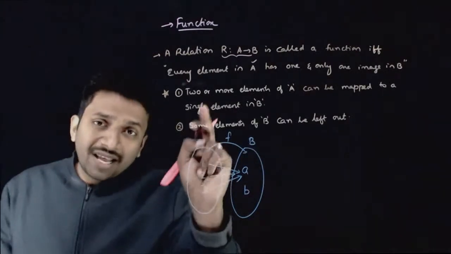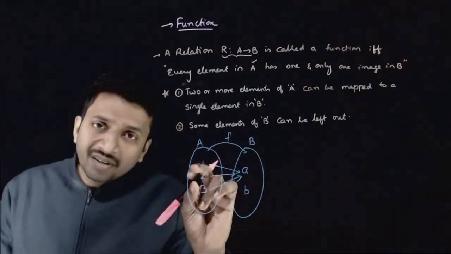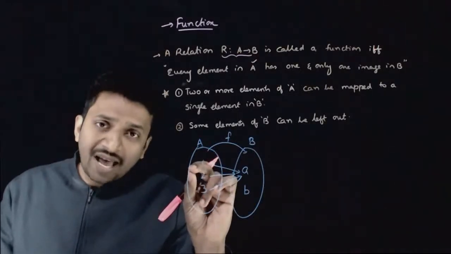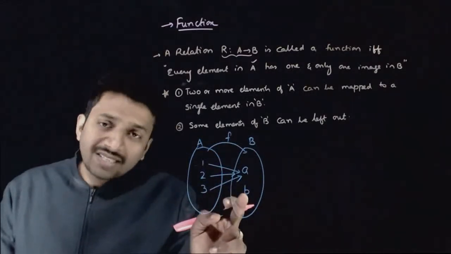So what are the two things that can happen? More than one element in the domain, in the first set, can have the same image in the second set, and the elements of the second set can be left out.